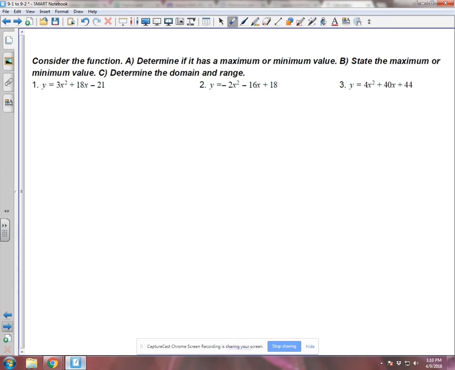It says consider the function. A, determine if it has a max or a min. State the max or min value, and then determine the domain and range. Do you need to graph this in order to do that? You don't. Could you graph it? Yeah. Good. Yep.